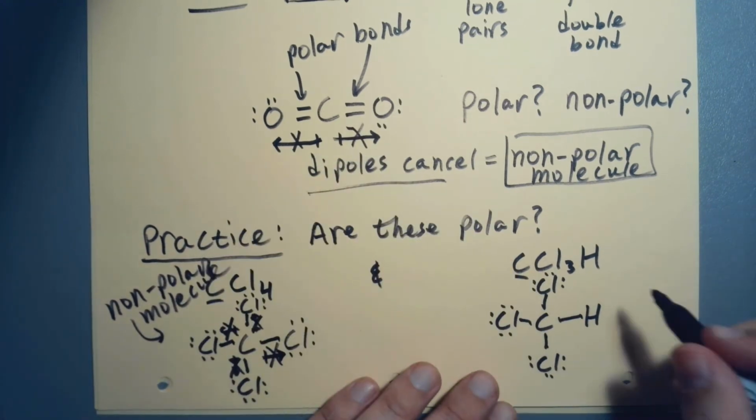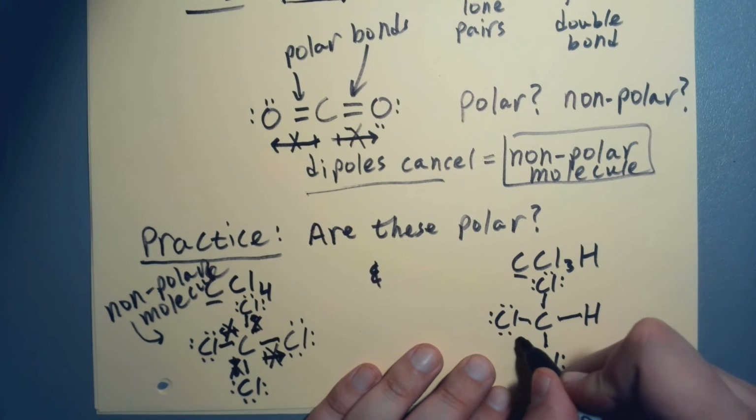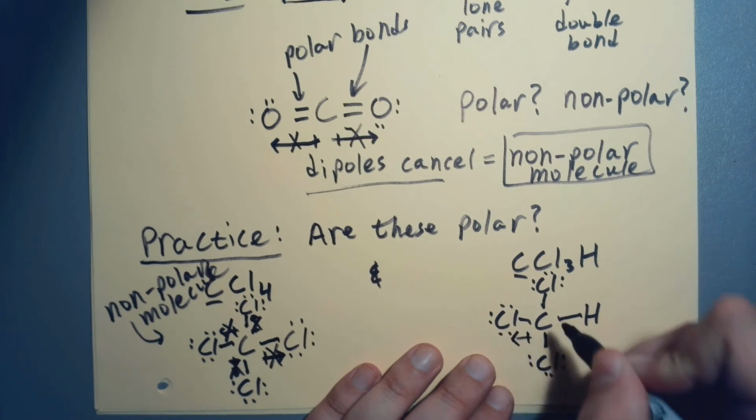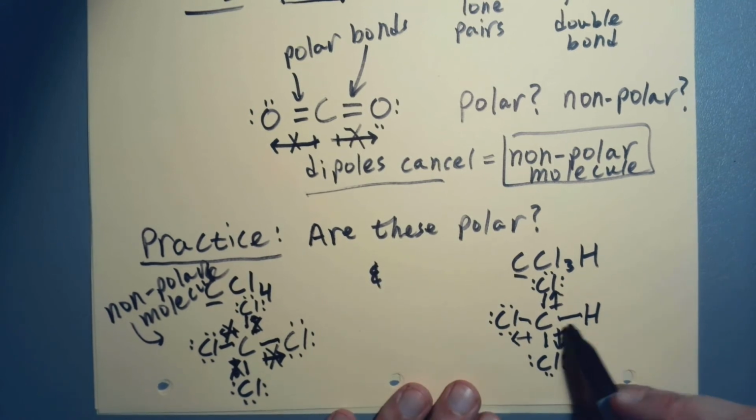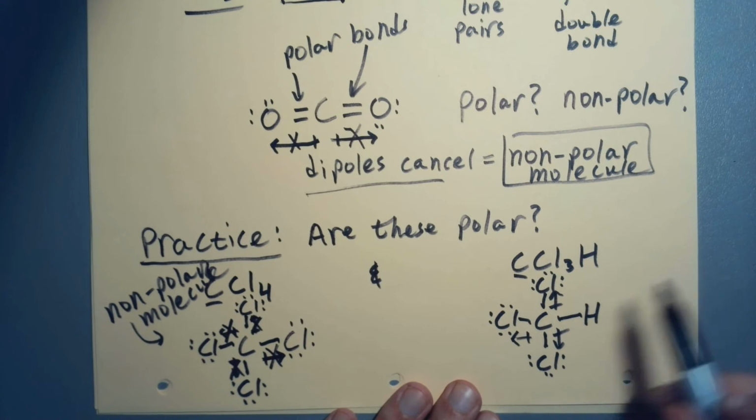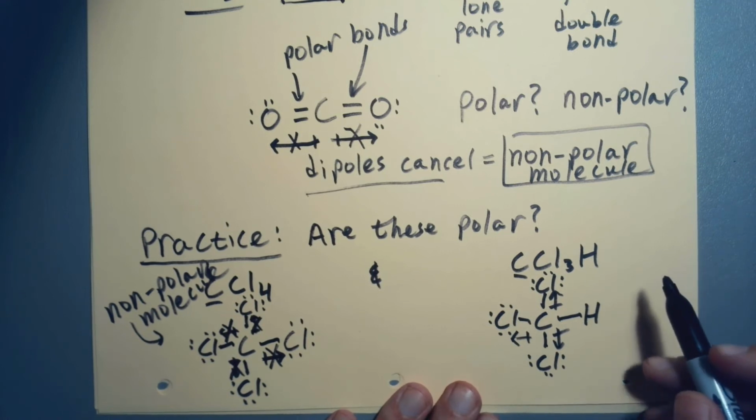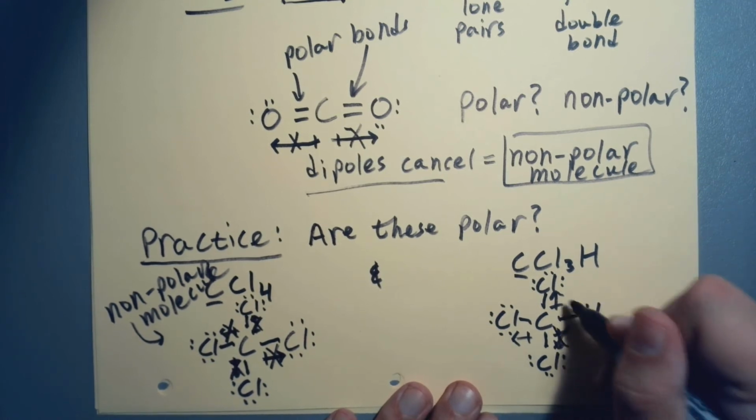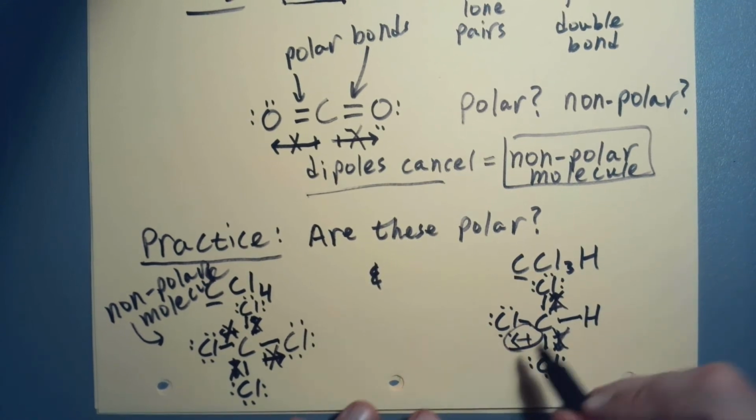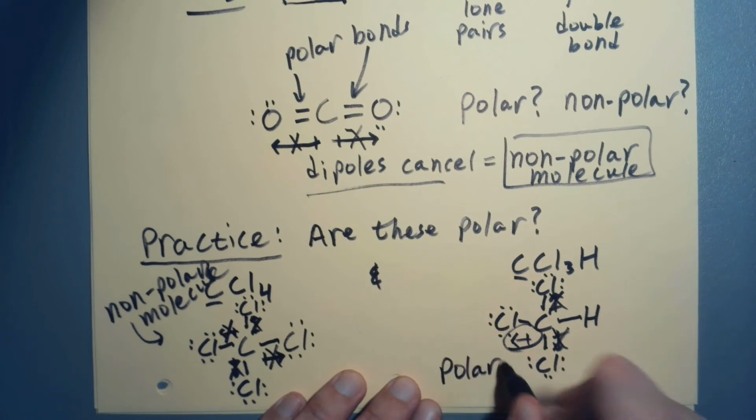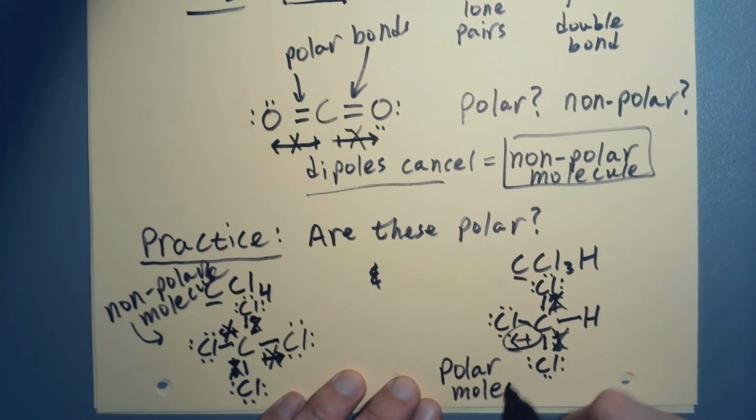Okay. Over here, well, we've got this, but what about this bond? I'm sure you all remembered carbon and hydrogen is non-polar. They just happen to have very similar electronegativities. And so we have a down that cancels with an up. You look at that right there, that's a net dipole. This is a polar molecule.